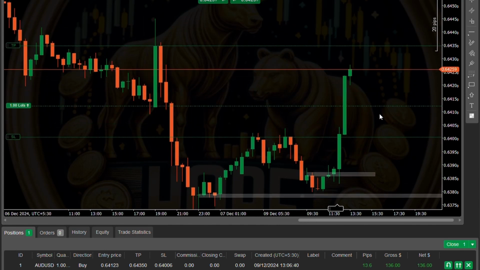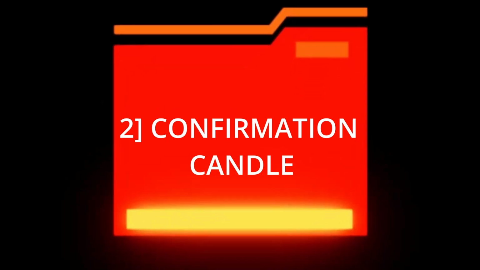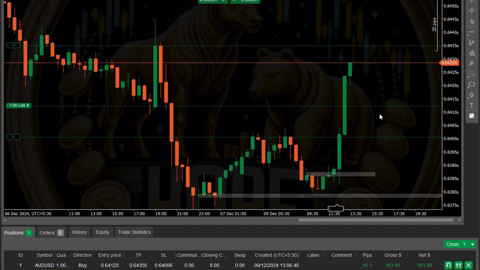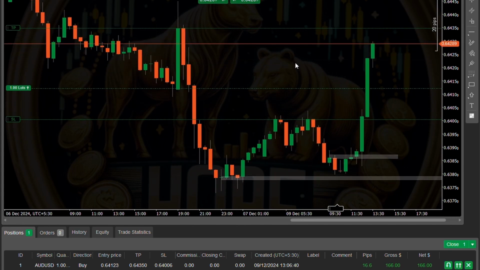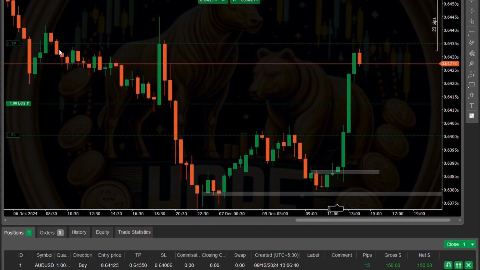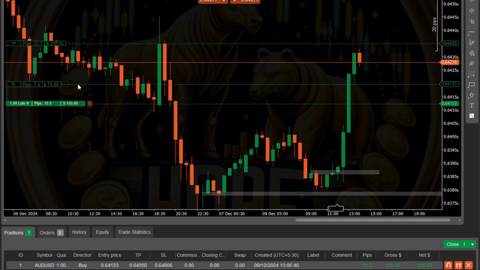Our second chapter is the confirmation candle. Why should we wait for the confirmation candle? Is it mandatory to take the trade after the confirmation candle is formed? Yes, it is mandatory. Otherwise, there are higher chances of losing that trade. Confirmation candles are a must for every setup. If it does not have a confirmation candle, it is considered a fake setup. Okay, let's see how to spot the confirmation candle in the A plus setup.